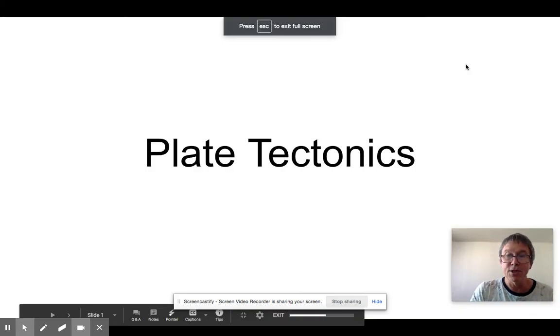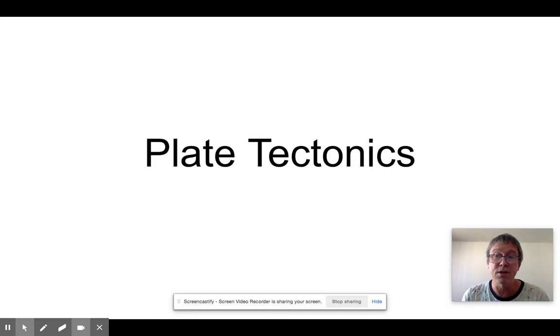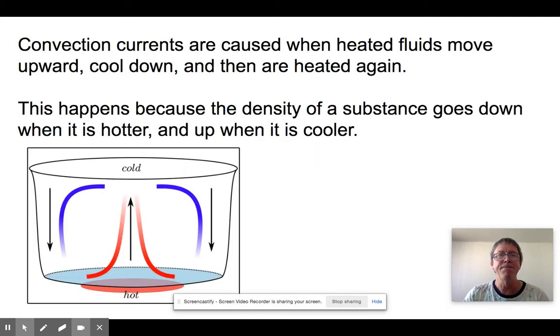Plate tectonics. Sorry, but this is kind of a big topic. I'm not sure how long it's going to take me to get through this, but it's an important one that is well covered on the test. So let's go. All right.